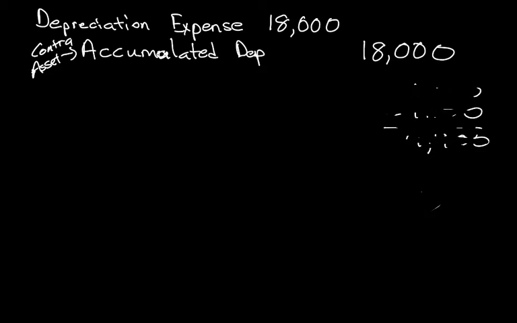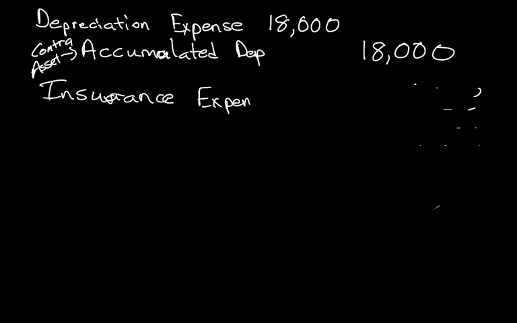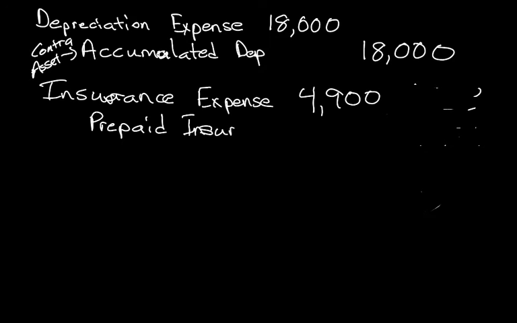worth of insurance. So what we need to do is make a journal entry for that, and that journal entry will compose of a debit to the insurance expense, in the amount that we had, $4,900, and a credit to the prepaid insurance account. Now, prepaid insurance is an asset account, and we use part of it, and so that asset account is declining, so that will be a credit.